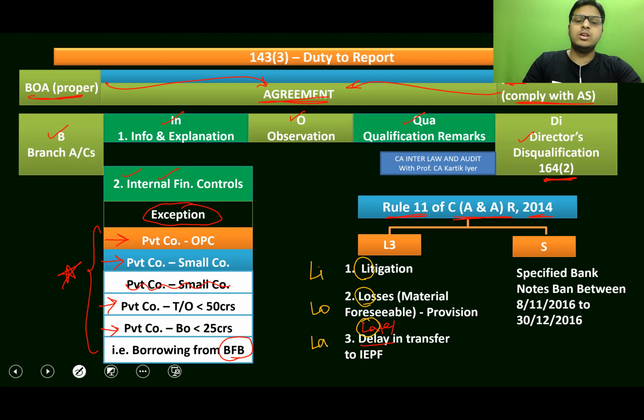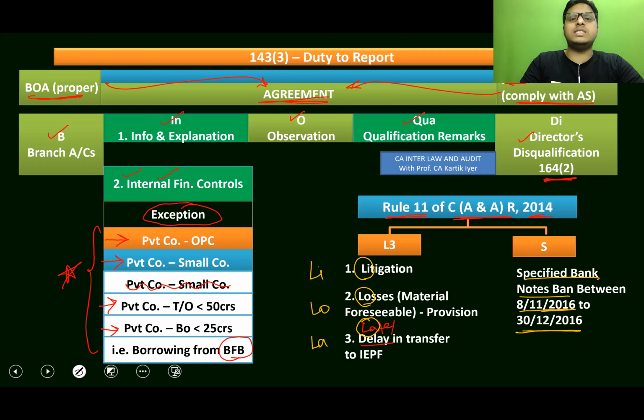So if there is any litigation against the company, then the auditor has to comment on that. If there are any material foreseeable losses, whether the provision has been made or not, then the auditor has to comment. Third, if the company is late in transfer to IPF, the auditor has to comment on that. Finally, specified bank notes which were banned between 8th of November 2016 to 30th of December 2016. The auditor has to comment on this as well. Easy, very clear. So this is what they're talking about.